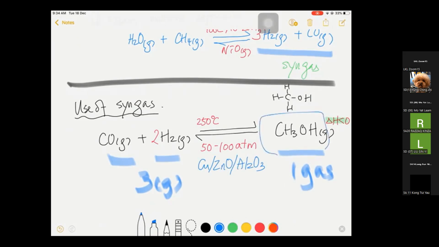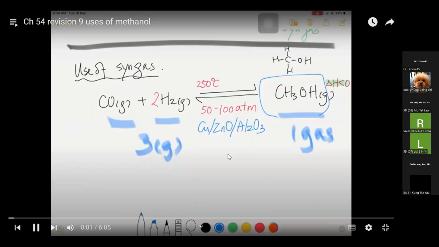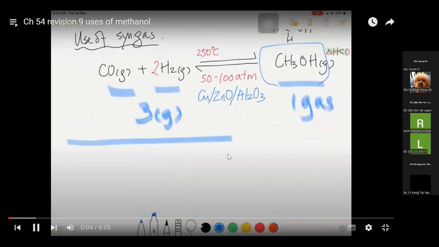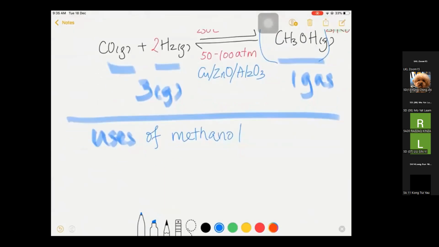As a result of this process, methanol is produced. Methanol is globally very important. Next, let's talk about the uses of methanol, 又係問過㗎。頭先我講過啦，methanol globally is a very important chemical. Why is it so useful? Because of its importance, one use is that it can be used as fuel.